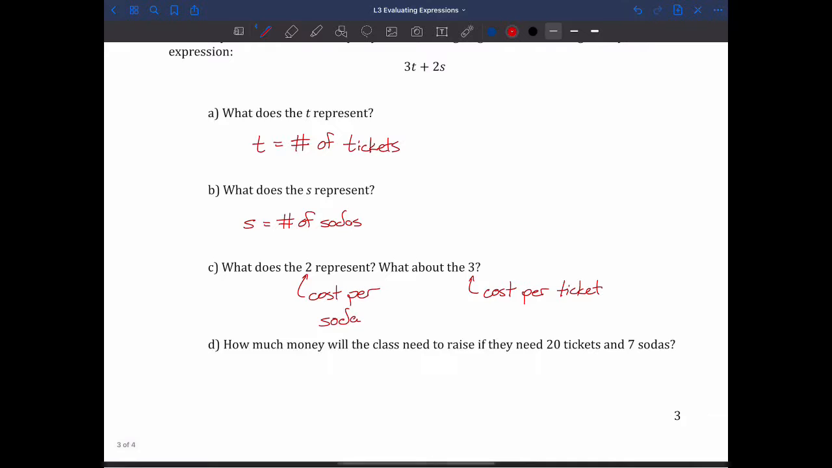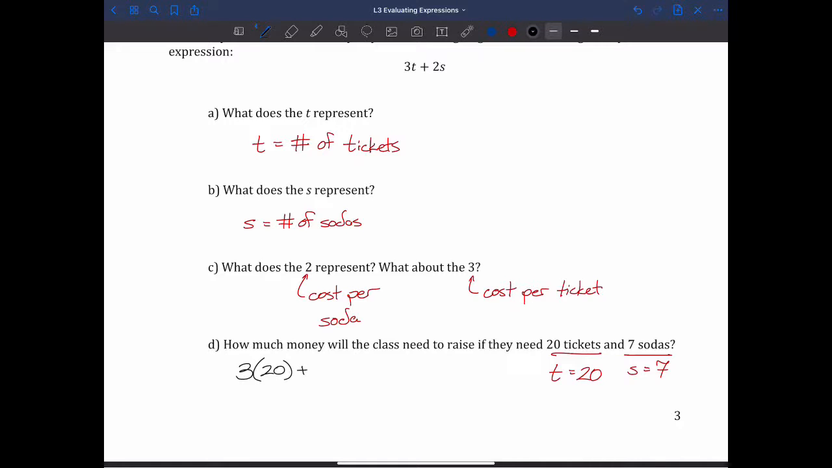So we want to figure out how much money the class will need to raise if they need 20 tickets and 7 sodas. Just like the problems we were looking at a little bit ago, 20 tickets means that my T is 20. 7 sodas means that my S is 7. All we have to do is plug those numbers in. So this is 3 times the tickets, which is 20.